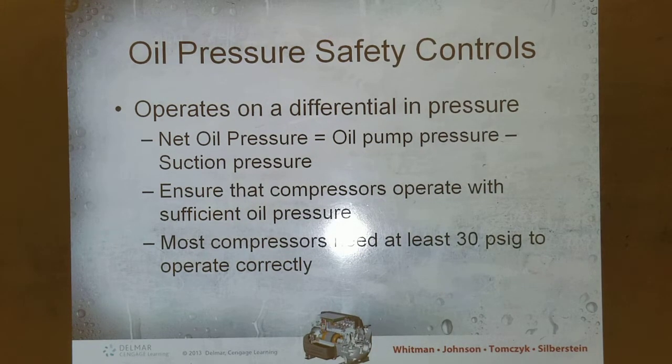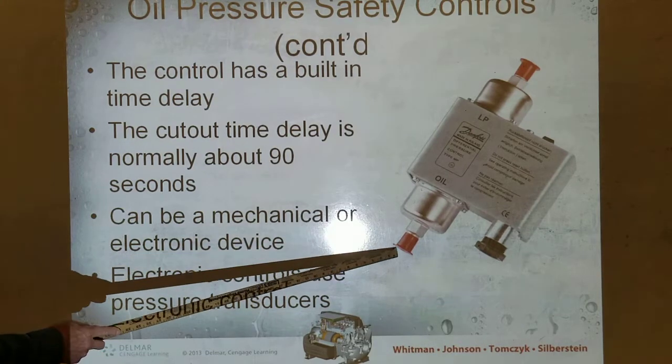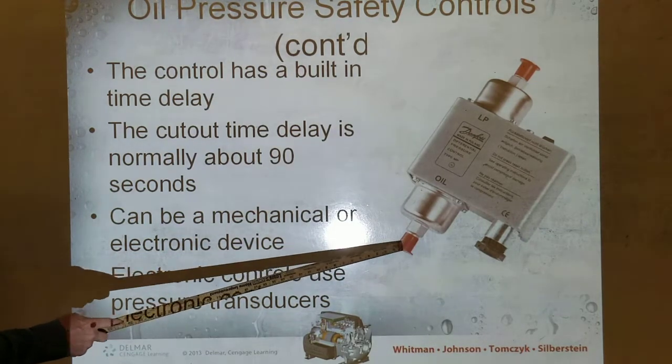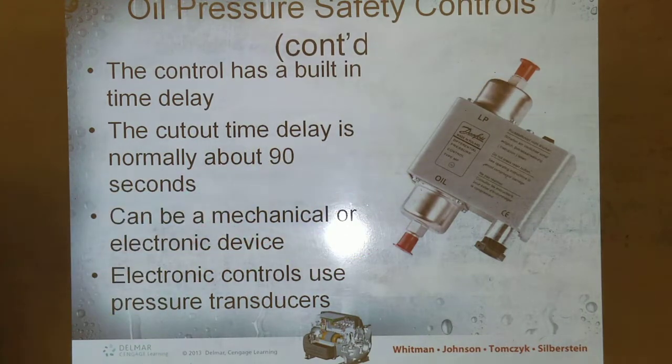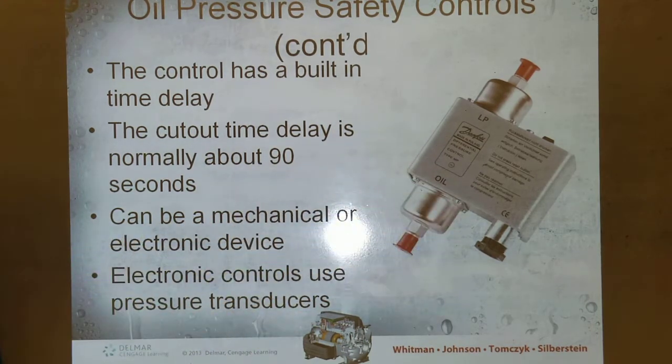Compressors operate with sufficient oil pressure. Most compressors need at least 30 psig to operate correctly. We have a picture of that. The oil pressure control gets oil pressure right off the oil pump, and then this is the low side pressure of the system. Like a relief valve, when the system turns on, it senses the pressure differential to make sure it's there.